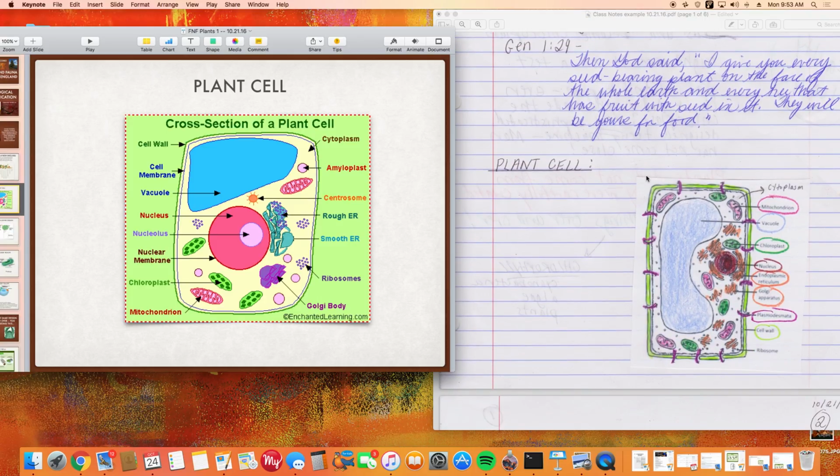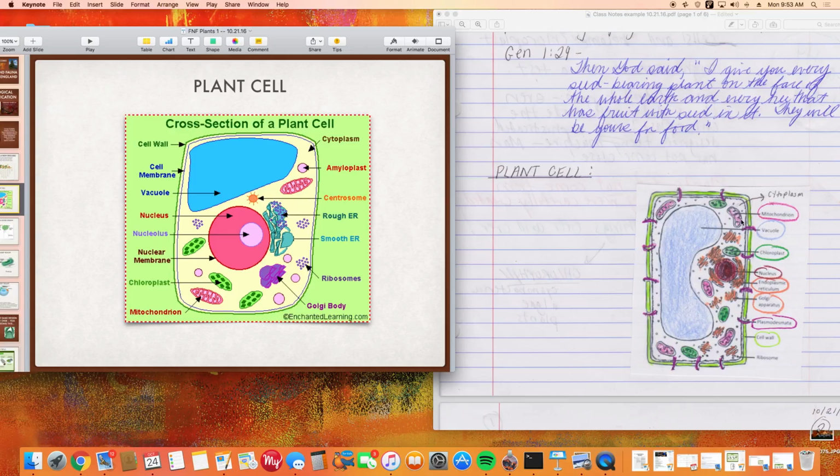I gave you each a plant cell and I said, color that. So you can see I colored my plant cell with colored pencils and I circled the color of the thing that I used. So these are all the parts of a plant cell. So if you haven't had cells, the Brain Pop video attached to this email will tell you more about what does what in a cell. Basically, your mitochondrion are your little power plants.